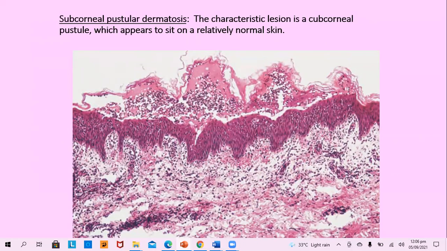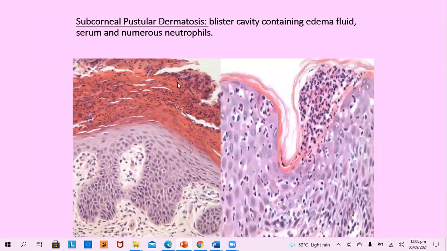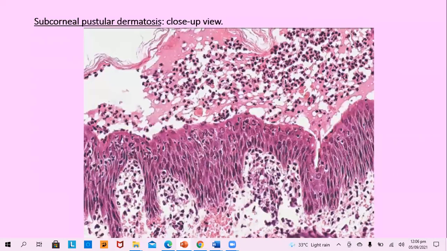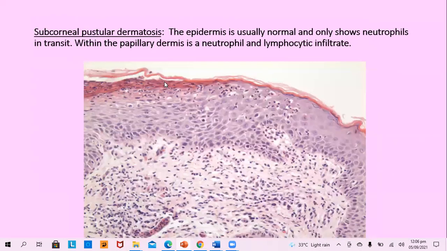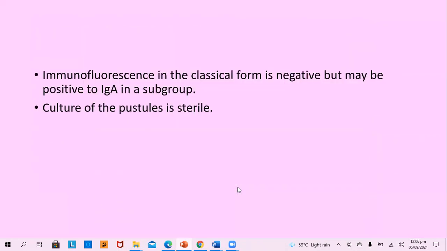Histologically, the lesions are characterized by large subcorneal pustules which appear to sit on a normal epidermis. These are the subcorneal pustules. This is the stratum corneum. Again, subcorneal pustules, two views. Subcorneal pustules, closer view. The epidermis is usually normal and only shows neutrophils in transit. Within the papillary dermis, neutrophilic and lymphocytic infiltrate is seen.